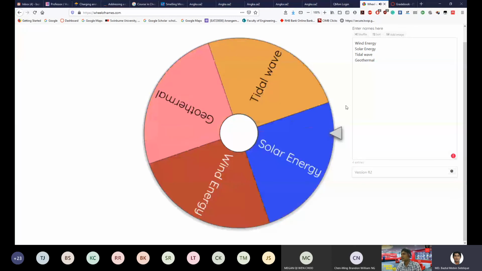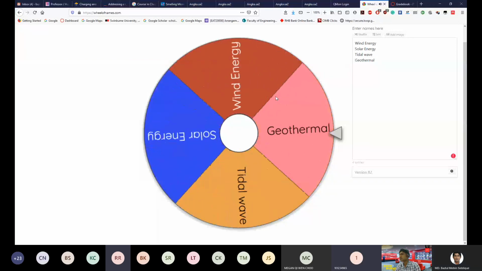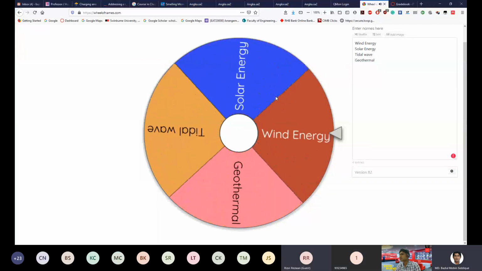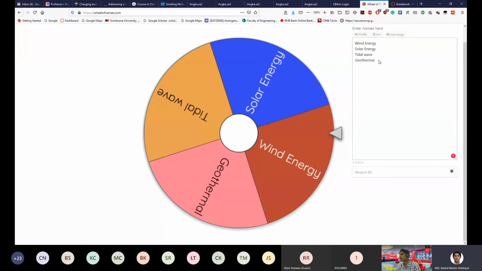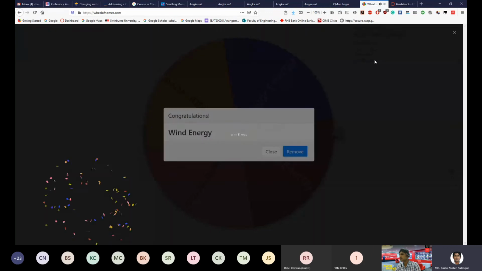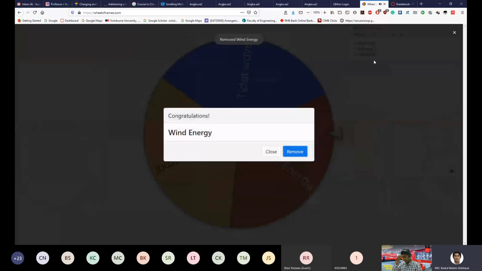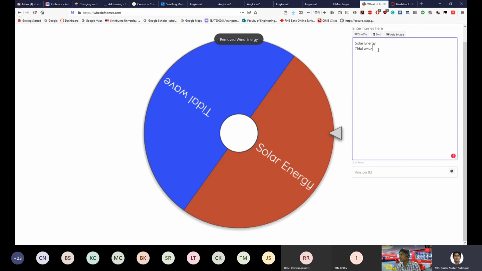The nuclear energy is missing. Sorry? The nuclear energy is missing. Sir, I think the nuclear energy is missing. Why did it start again? It went back. Okay, I give this to group 7, right? Wind energy is group 7. Okay, I quickly add nuclear energy.